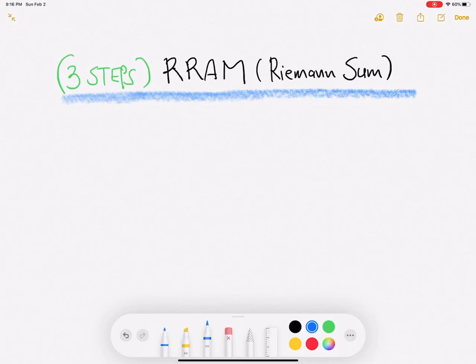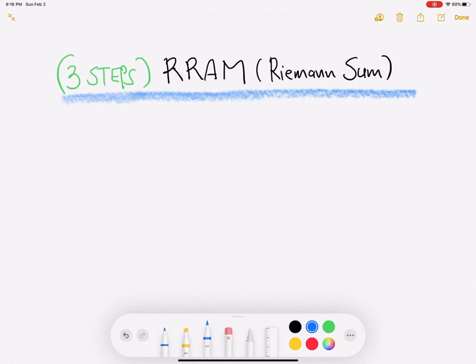Welcome back to my AP Calculus class. I will keep explaining Riemann sums. Today's Riemann sum is RRAM, the right rectangular approximation method. I'm going to use the same three steps I already explained for LRAM in the last video.